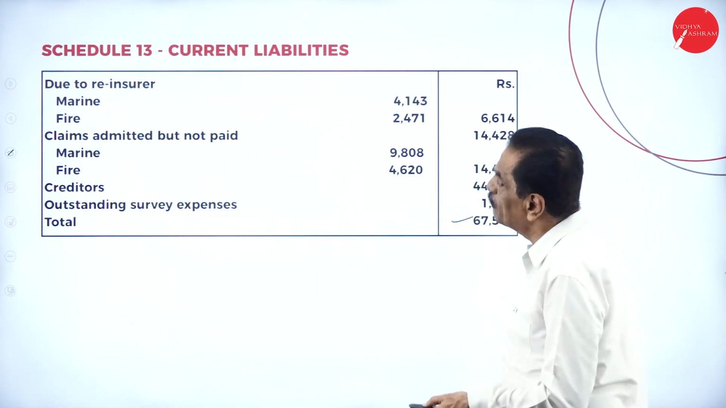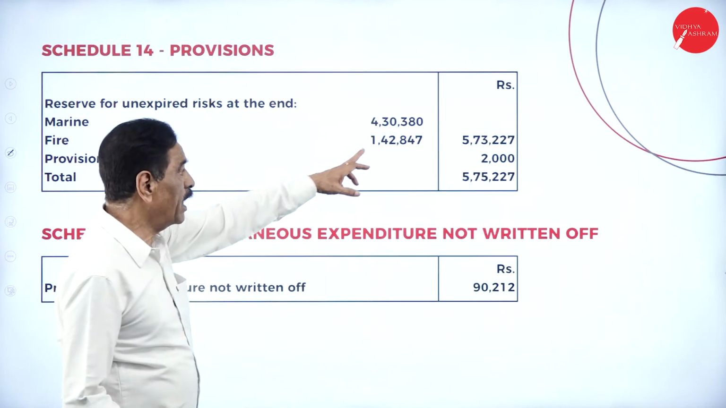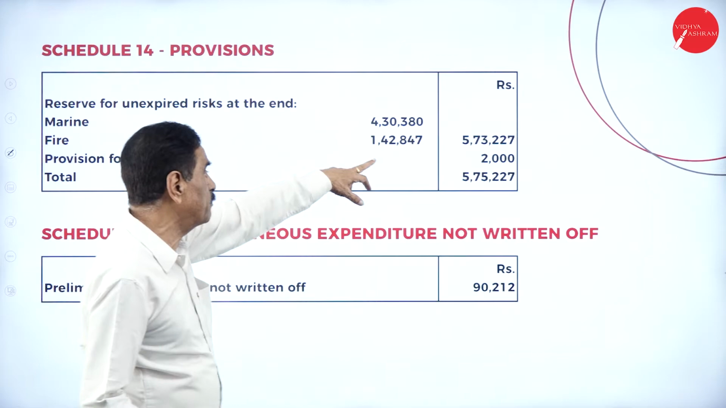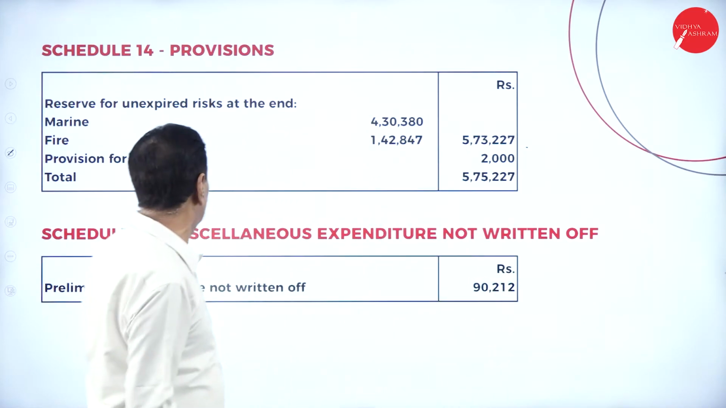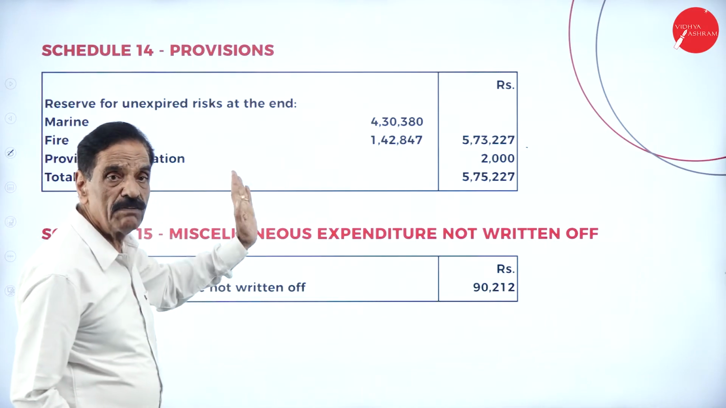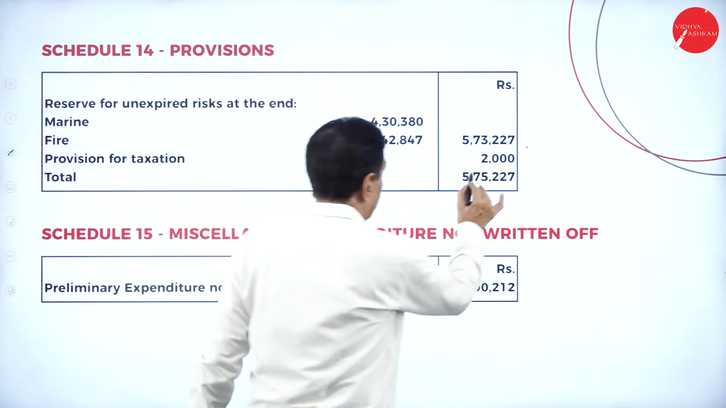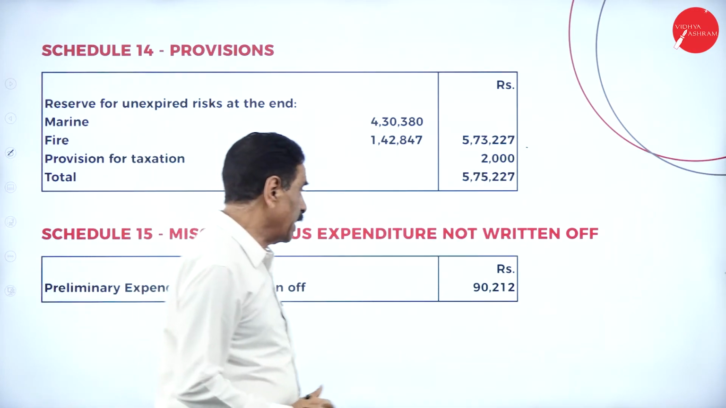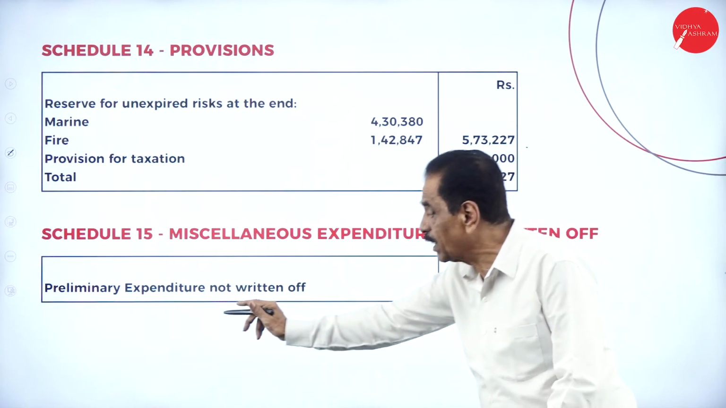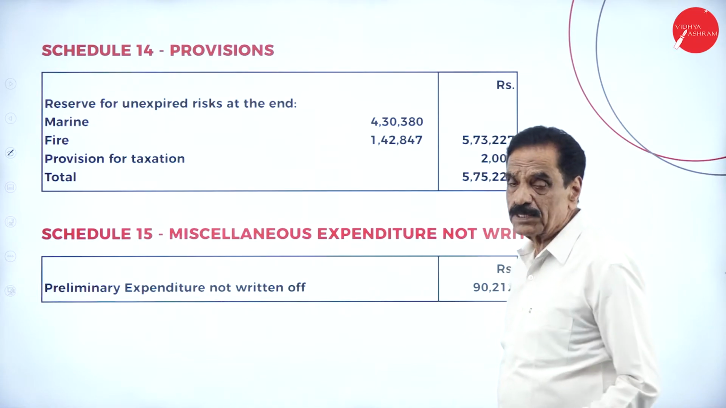Then move on. Reserve for unexpired risk. At the end, we keep aside 4,30,000 at 50% and at 40%. Total amount kept aside is 5,73,227. Add provision for taxation that we keep aside, plus it becomes 5,75,227. Then miscellaneous expenses that will come, preliminary expenses is 90,212 as per the problem.